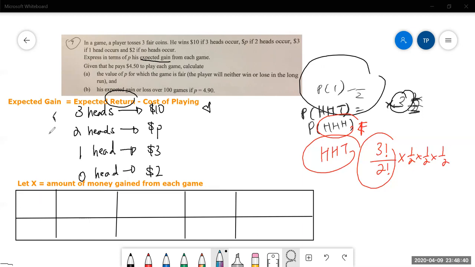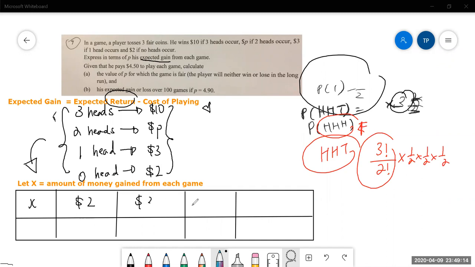And so, with that said, this is always the standard template. Usually they will tell you the number of hits, then you will get this amount of money respectively. After that, when they ask you for expected gain or expected returns or expected revenue, whatever word they use, the standard template is you must always create this probability distribution table with X being the amount gained or the amount returned from each game. So this will be X. Here will be $2, $3.